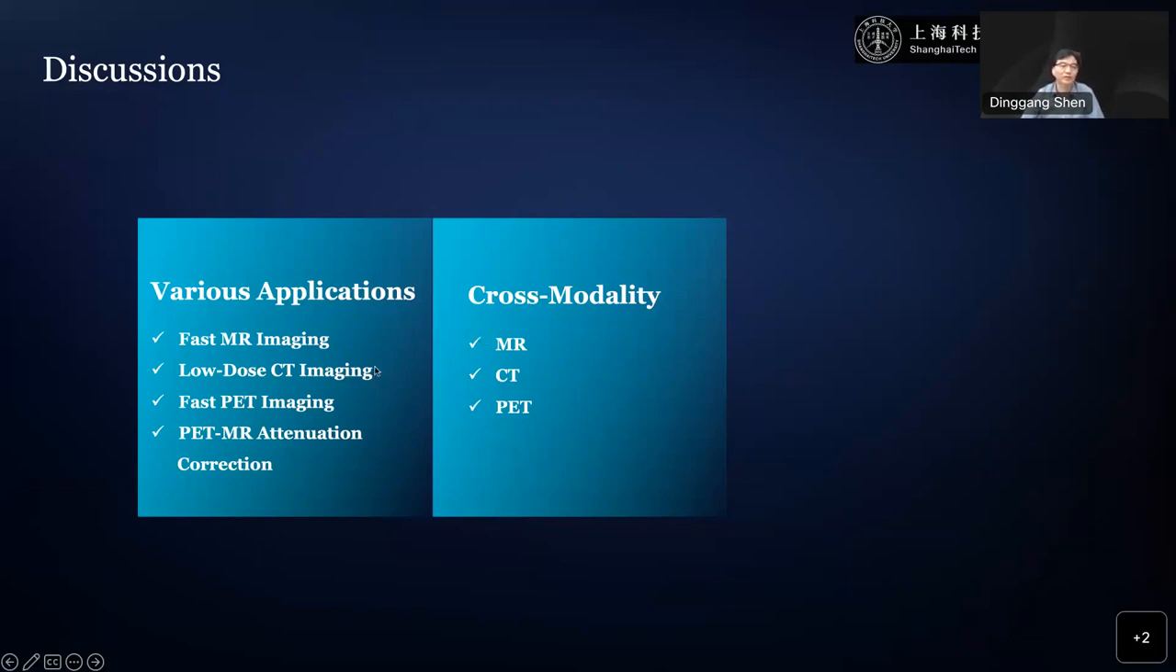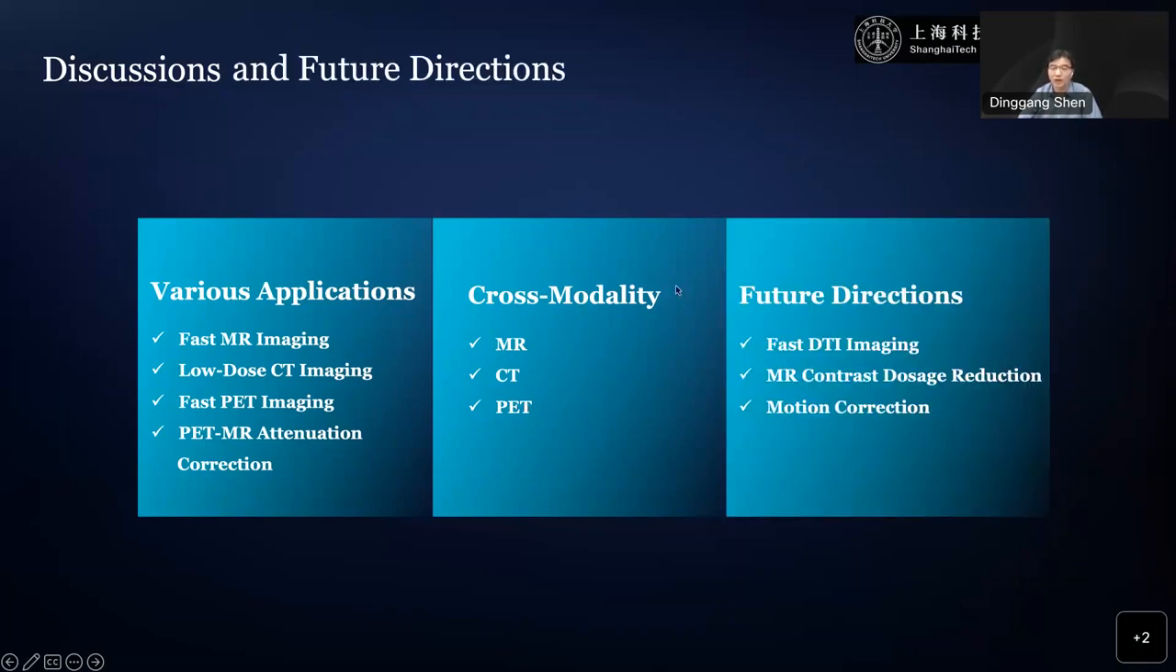I mentioned some applications of deep learning in image reconstruction. I gave examples for the MR image, CT, and also PET, and also unsupervised learning for the PET/MR attenuation correction. Of course, there are many applications, for cross modality, for example MRI to CT, and also improving the image quality of the PET images. Sometimes you can even estimate CT information from the PET image. So in the future, maybe you just use a PET, and you can still do the PET attenuation correction.